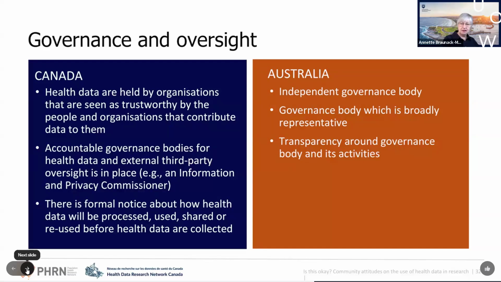In Canada, the findings suggested that the organisations that held health data needed to be seen as trustworthy by the organisations that contribute to them and also by the general community, and that we had accountable governance bodies and, as with Australia, external third-party oversight, and their suggestion was an Information and Privacy Commissioner. Same kind of focus also on the need for transparency in the use of data and the holding of that data and making the information available.